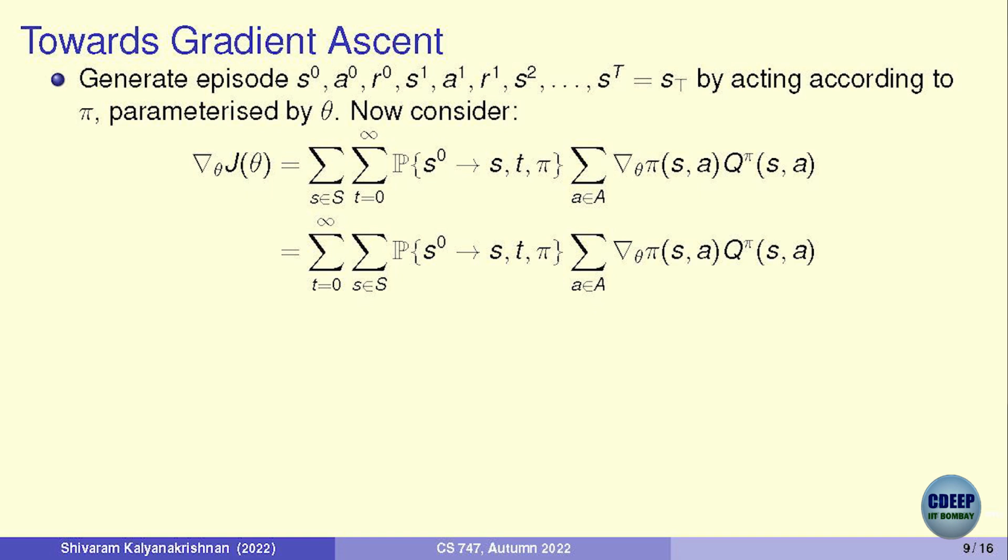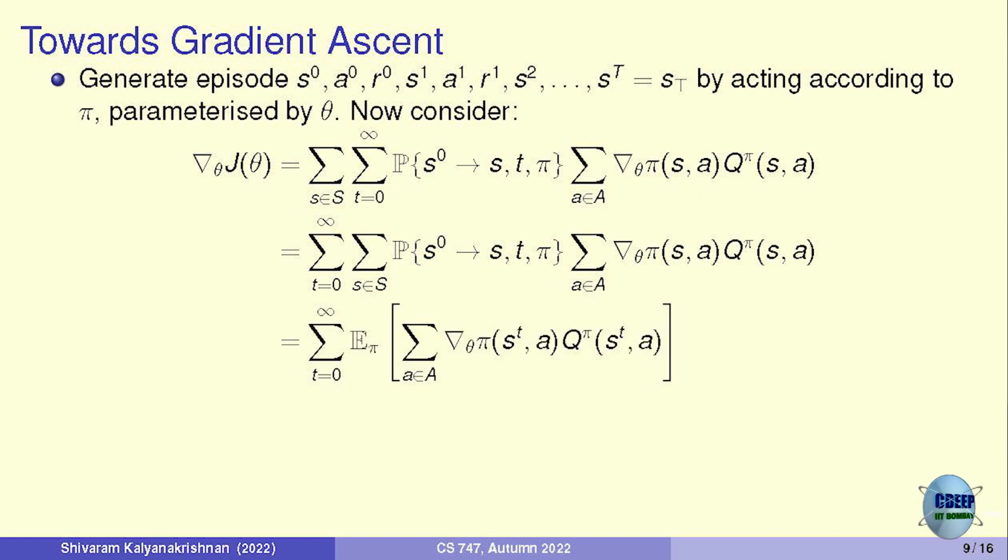So using the trick from the previous slide, this sum, this whole thing, can be replaced by something if we are able to sample from this distribution, okay? And it turns out, very conveniently, that we do have samples from this distribution. If you want to sample from this distribution, which says what is the probability of being in a particular state at time step t by following pi starting at s naught? We did exactly that, right?